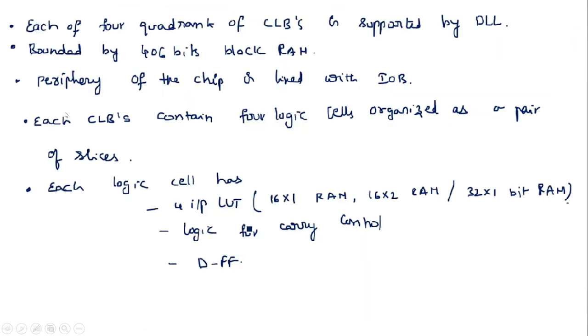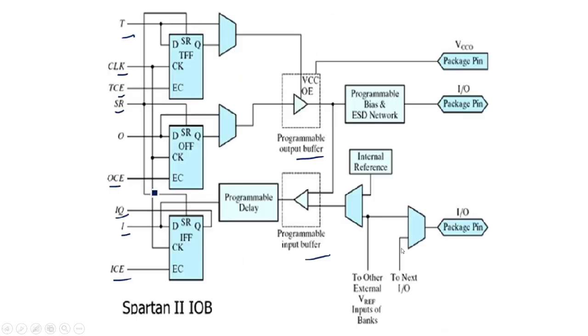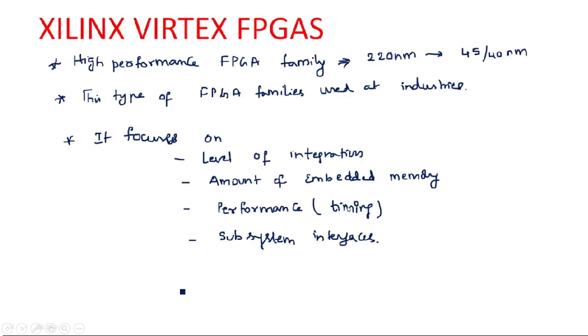The periphery of the chip is fixed with IOBs. Each CLB contains four logic cells organized as pairs of slices. Each logic cell is the same as a CLB. It has a four input lookup table, which consists of 16x1 RAM, 16x2 RAM or 32x1 RAM cell, logic for array control, and a D flip flop. So this is the basic diagram for Spartan 2.